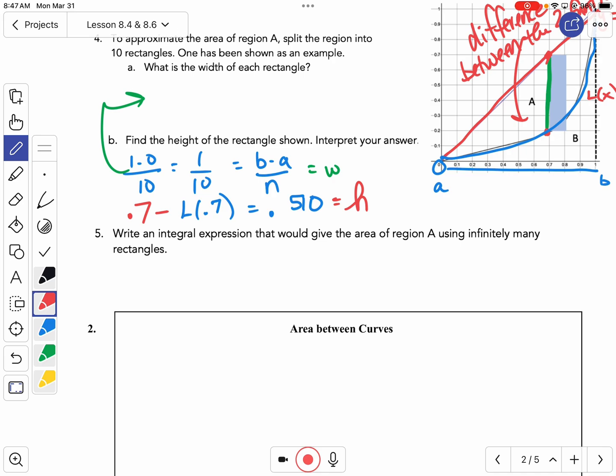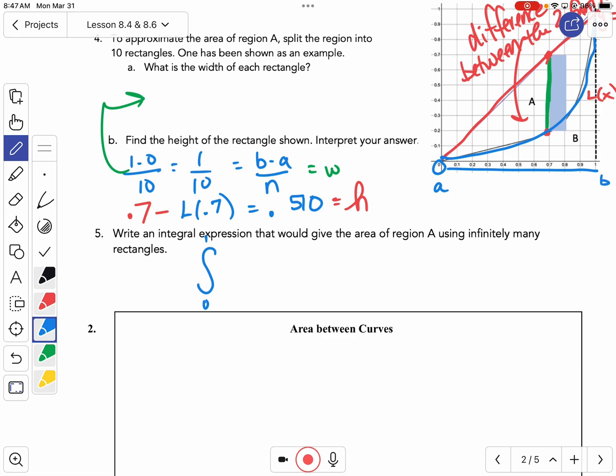Infinite, okay? It takes infinite rectangles. So we're going to do an integral expression, okay? How long is my interval, not my integral, but my interval that we're talking about? It goes from 0 to 1, okay? We're doing area of a rectangle, and area of a rectangle is length times width, okay?